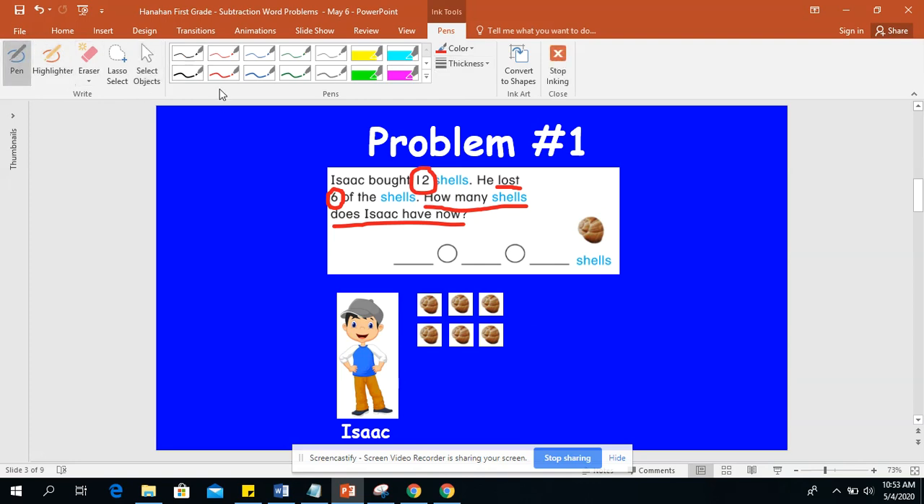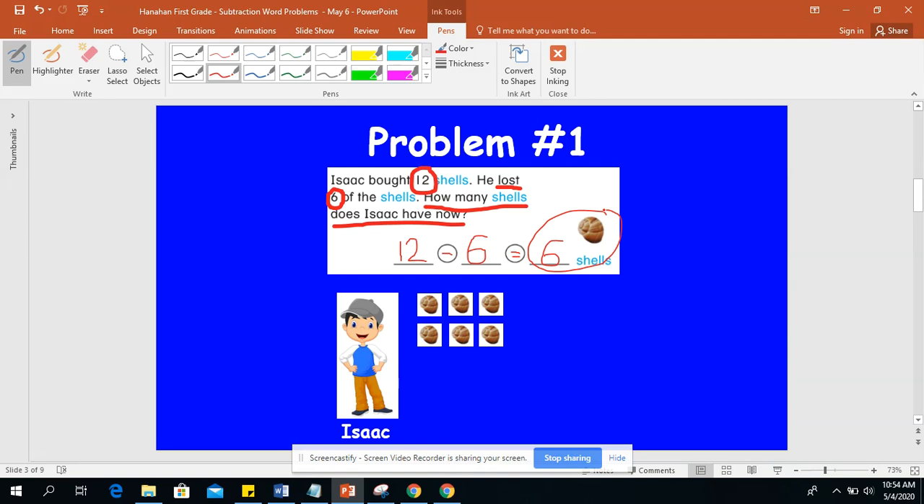We can represent this problem with a subtraction number sentence. We know Isaac started with 12 shells and he lost 6. If you lose something, you're taking away. So 12 take away 6 equals 6. The answer is 6 shells. He had 6 shells left.